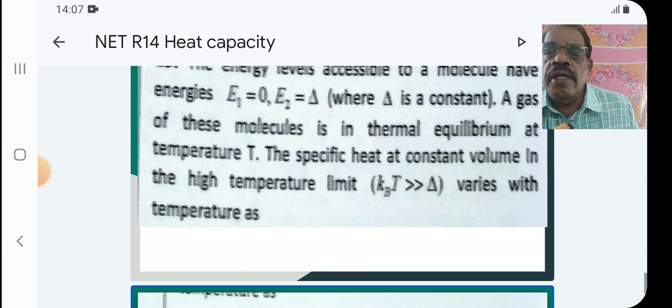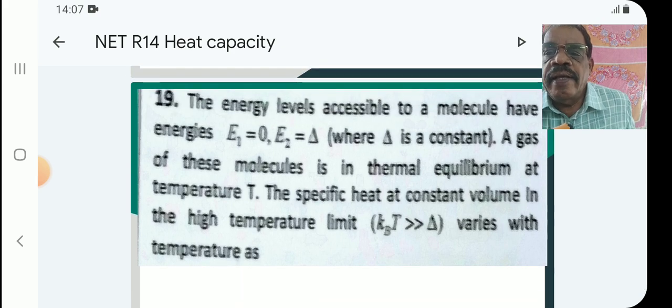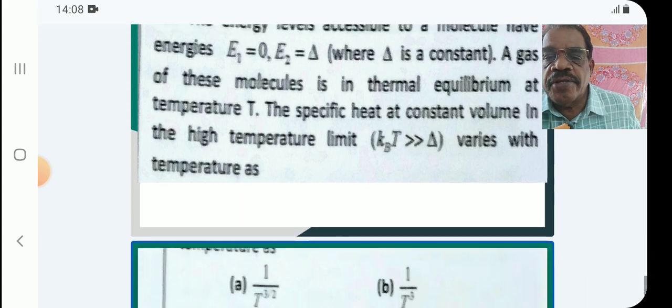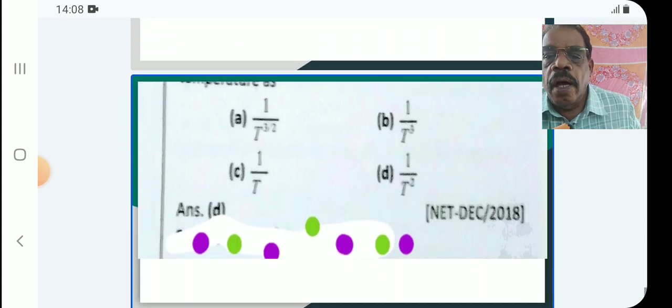The question is: the energy levels accessible to a molecule have energies E1 is 0, E2 is delta, where delta is a constant. A gas of these molecules is in thermal equilibrium at temperature T. The specific heat at constant volume in the high temperature limit varies with the temperature as, 1 by T squared is the answer.